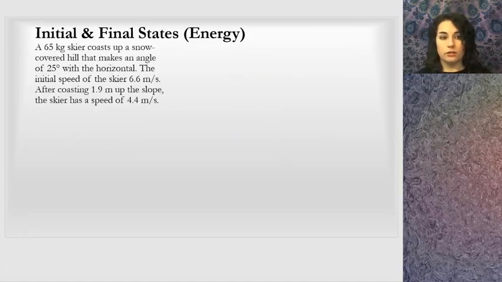Here's a skier. The skier coasts up a snow-covered hill that makes an angle of 25 degrees with the horizontal. Okay, so we have a nice gentle slope here. Here's a nice gentle slope, 25 degrees. I'll put that in the picture. Here's the horizontal. The initial speed of the skier is 6.6 meters per second. After coasting 1.9 meters up the slope, the skier has a speed of 4.4 meters per second.